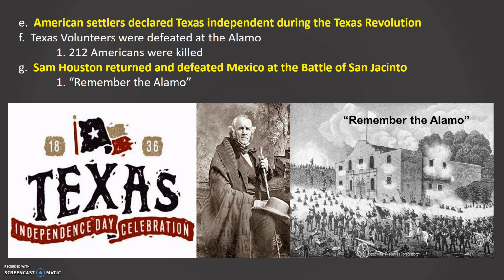American settlers were upset by this, and eventually they're going to declare that Texas is independent during the Texas Revolution. During the Texas Revolution, you are going to have a bunch of Texas volunteers who are going to be fighting for Texas independence to be defeated by Mexico at the Alamo. 212 Americans are going to be killed, and eventually Sam Houston, who's going to be one of the leaders of the Texas Volunteers, is going to return, defeat Mexico at the Battle of San Jacinto, and one of the biggest phrases you have during this time period is they're going to be fighting so they can remember the Alamo.